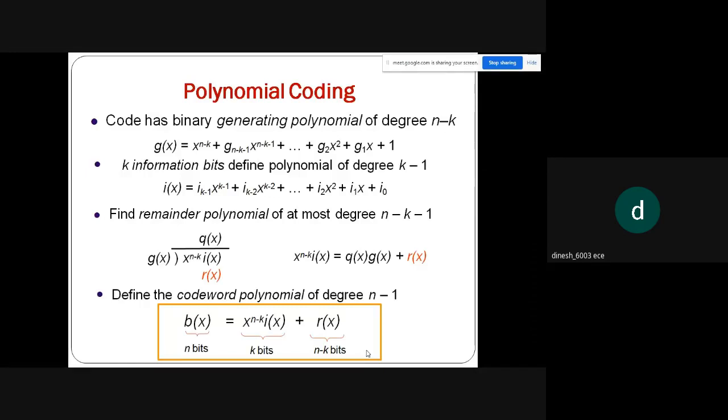That was about polynomial arithmetic. Now, what is polynomial coding? This is where we correlate polynomial arithmetic with polynomial coding. So, polynomial coding, a code having a binary generating polynomial with degree n minus k.